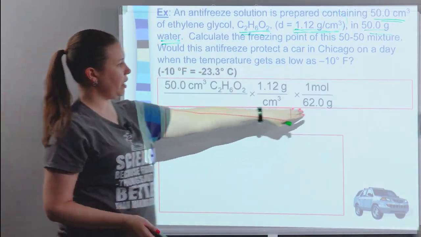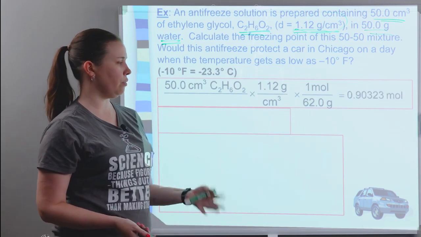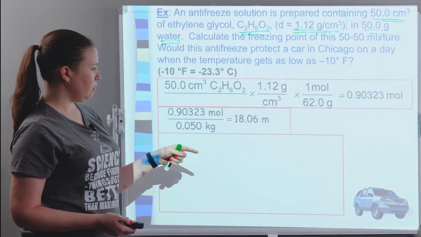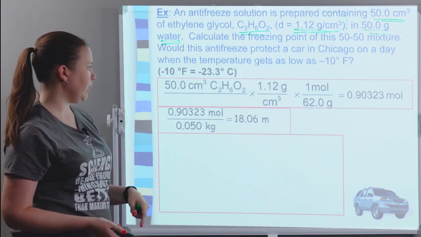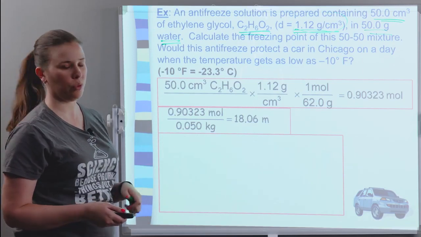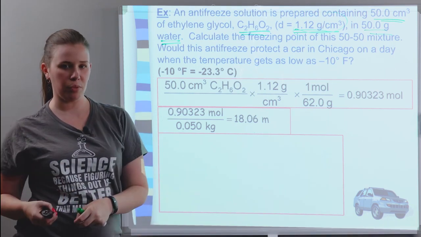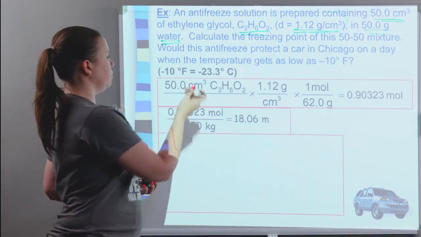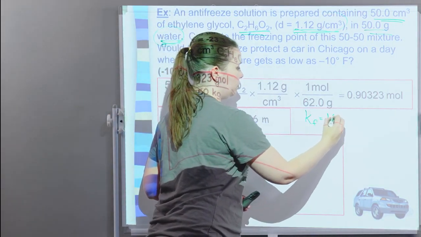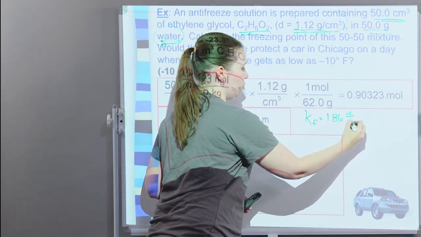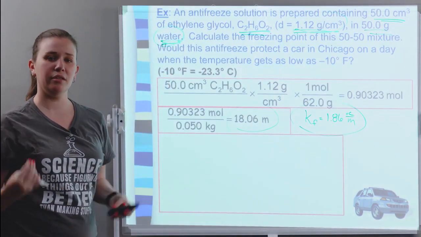First, we've got the molar mass of about 62 grams per mole, and then that'll give us the moles of 0.90323. The kilograms was the 0.05, and so if you divide those, you get a molality of about 18, or 18.1. So now that I have the molality, can I start working towards a temperature change? What else do we know? Since it's water, we know that the Kf is equal to 1.86 degrees Celsius per molality. So if I have the Kf and I have the molality, I should be able to find the delta T.